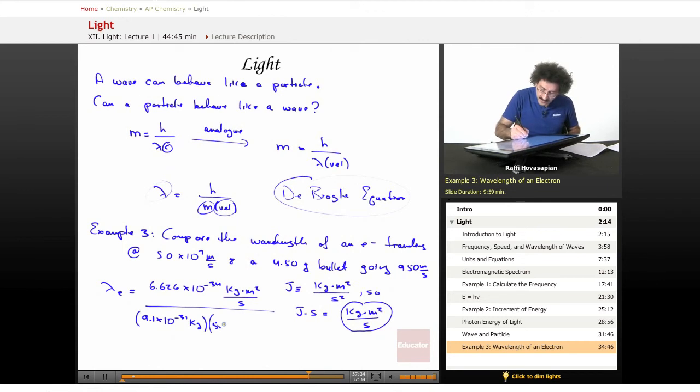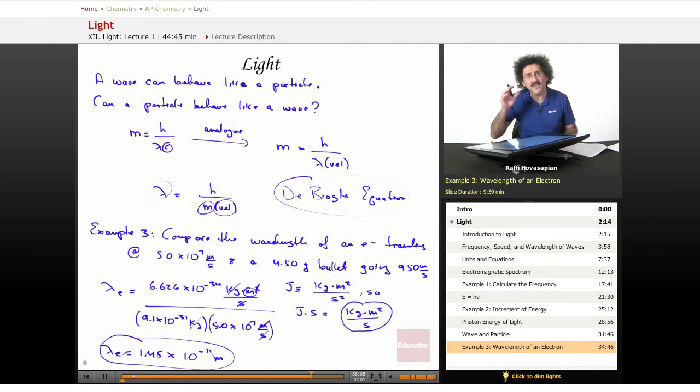And the speed is 5.0 times 10 to the 7th meters per second. So here we go. Kilogram cancels kilogram. Meter cancels one meter. Second cancels second. Sure enough, we're left with a unit of meters. So everything works out just fine. Well, the wavelength of the electron happens to be 1.45 times 10 to the negative 11 meters. And that's on the order of the length of the wavelength of an X-ray, which is actually going to be important in just a minute.